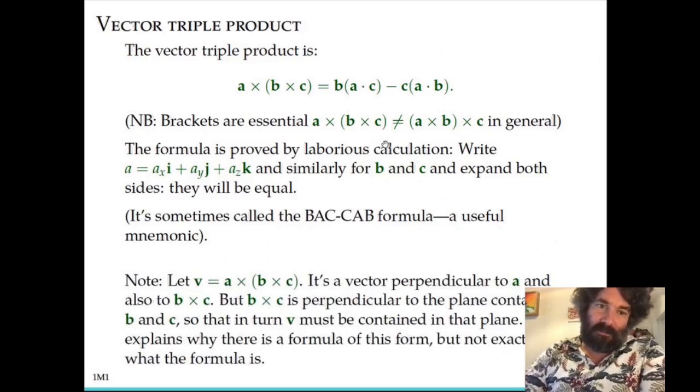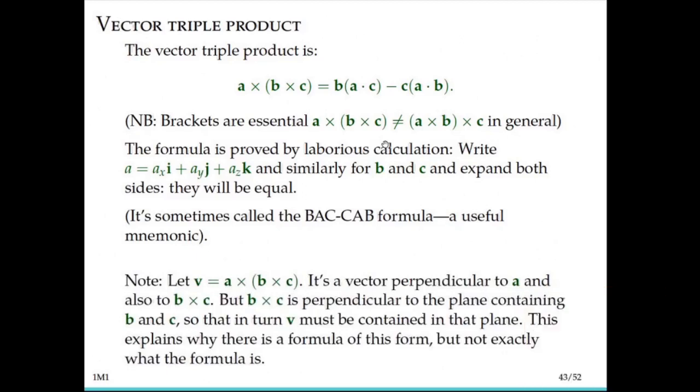Okay, so another sort of explanation of this formula. Why is this vector triple product with the two cross products equal to the right-hand side of this equation? Well, if we consider V equals A cross product with B cross product with C, we know that that would be a vector perpendicular to both A and the cross product of B with C. But the cross product of B with C is perpendicular to the plane containing both B and C, and so that means that V, the triple product of A, B, and C, has to be contained in that plane containing B and C. And this means that V must be a linear combination of the two vectors B and C.